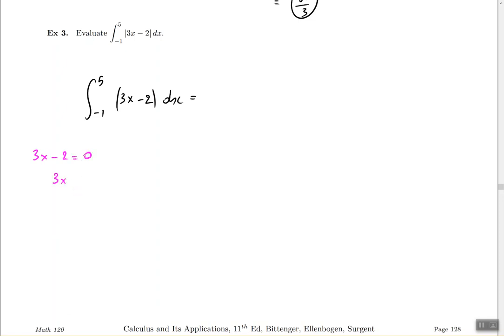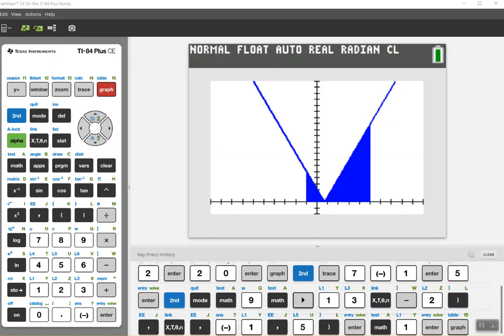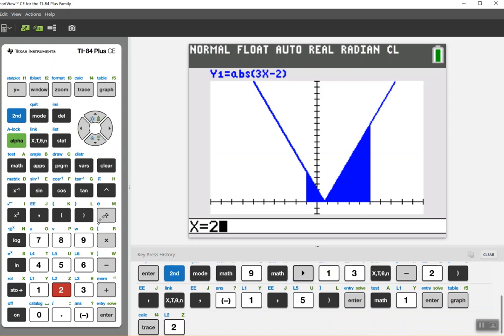When I do that, I get 3x equal to 2, which means x is going to be 2/3. This gives me the border value. This is where the graph is ending and another graph is starting. So let's test this. Is this actually right? Going back to the calculator screen, let me click on trace and then 2 divided by 3.